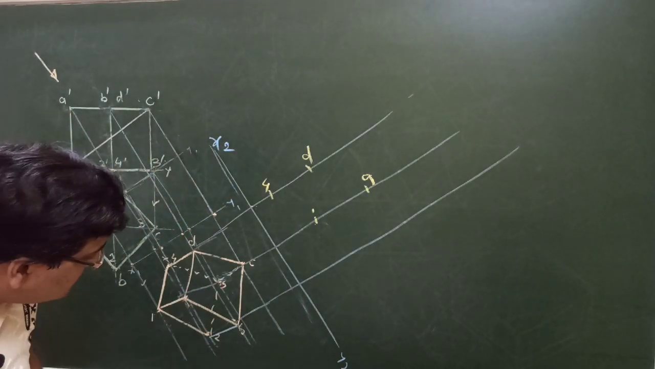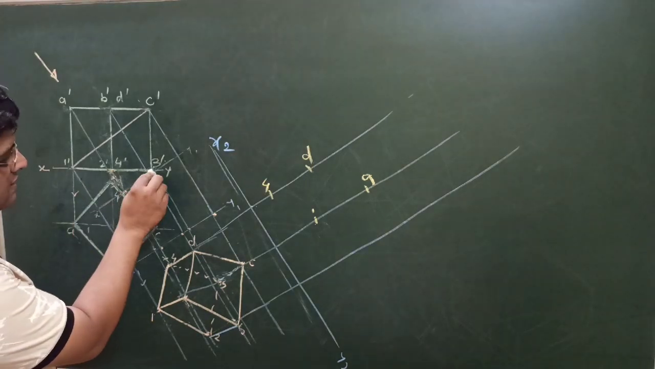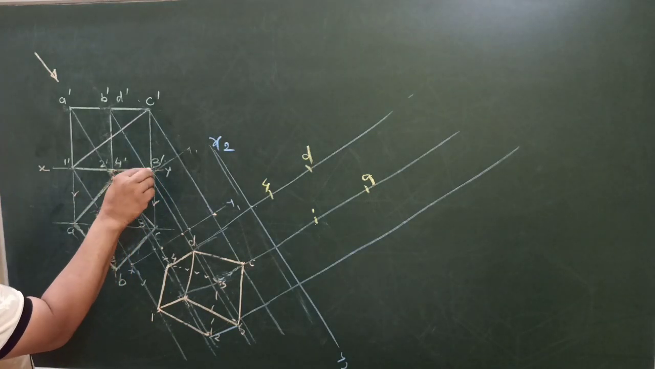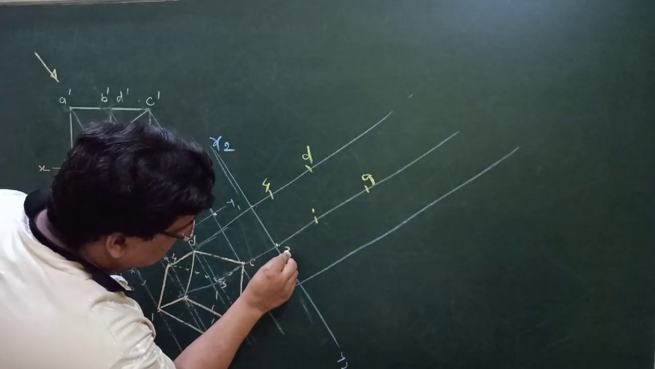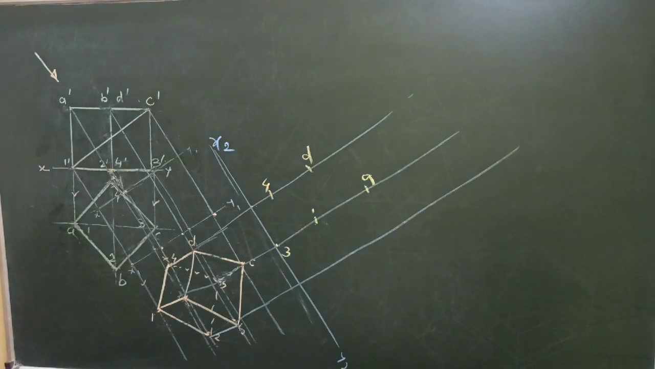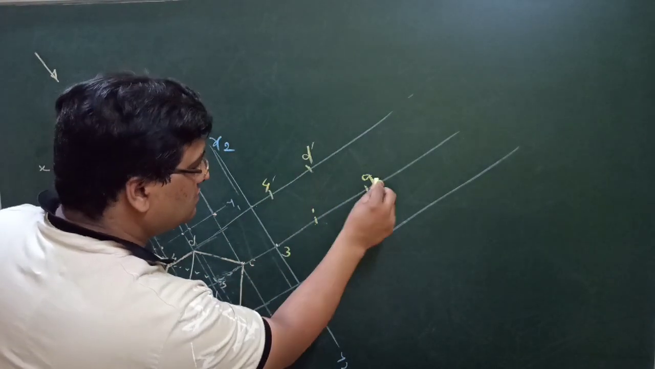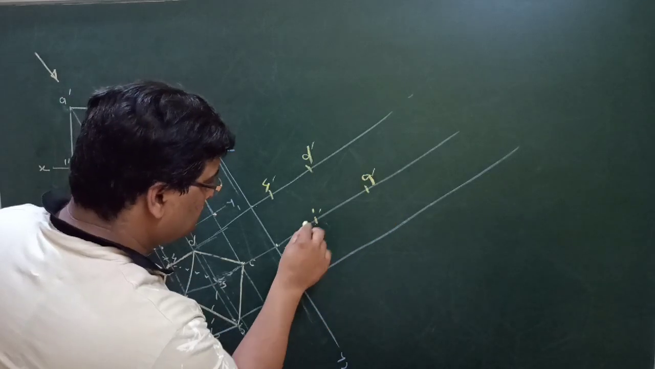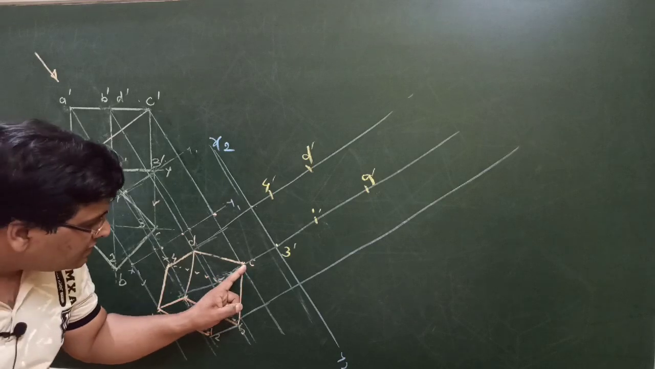Then this point is point 3. Distance of 3 will be taken from here, that is 0 distance, because point 3 is assumed to be on the XY line. So this is 3. All these points are dashes because this is going to be front view. Right? Then the last point, that is C.